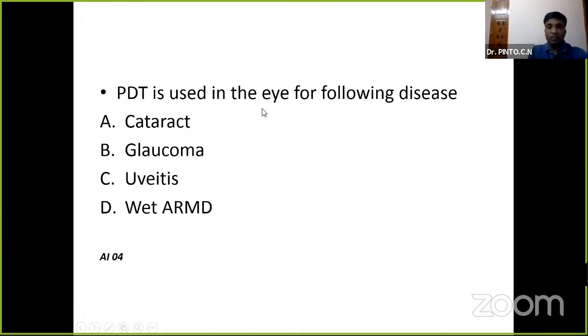This was the treatment 10 to 15 years back for wet ARMD, but now the current treatment option is the vascular endothelial growth factor inhibitors. Okay, so the PDT is used in the eye for the following disease, that is the wet ARMD.